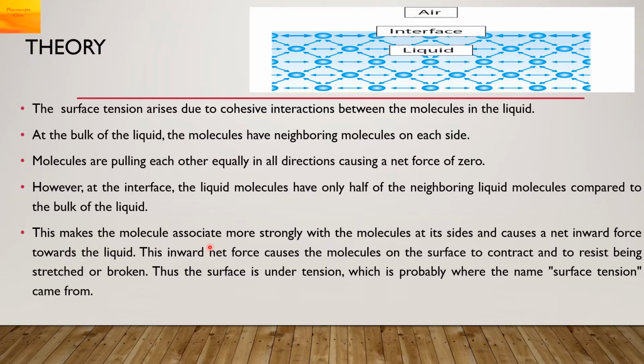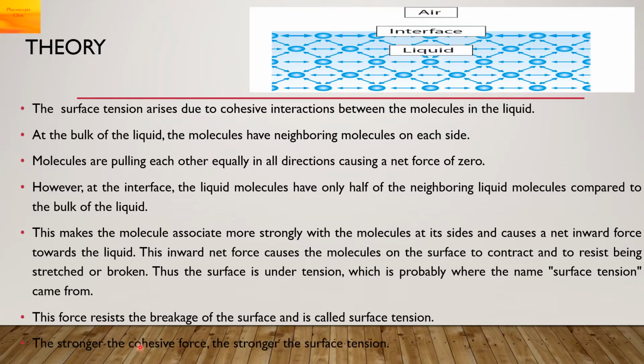This makes the molecule associate more strongly with the molecules at its sides and causes a net inward force towards the liquid. This inward net force causes the molecules on the surface to contract and to resist being stretched or broken. Hence, the surface is under tension, which is why the name surface tension comes. This force resists the breakage of the surface and it is called surface tension. The stronger the cohesive force, the stronger the surface tension.